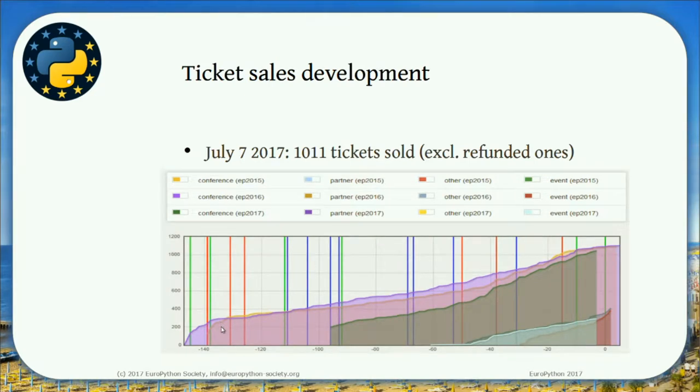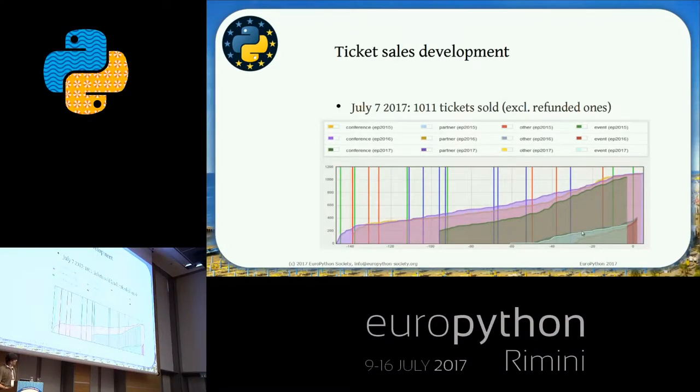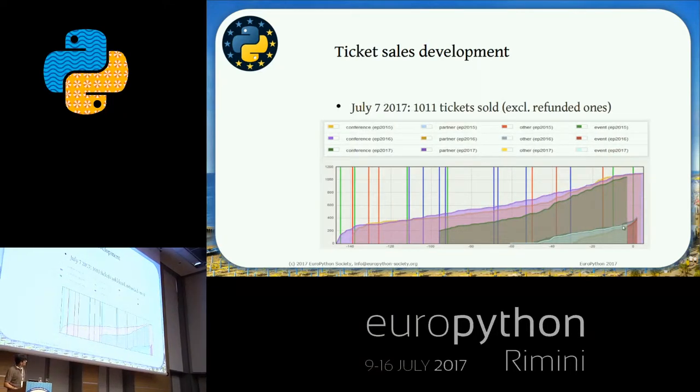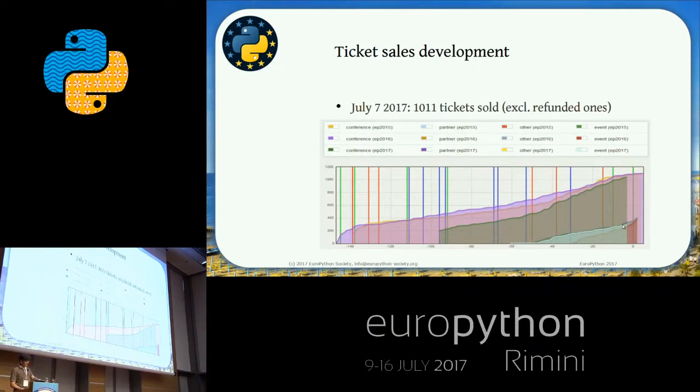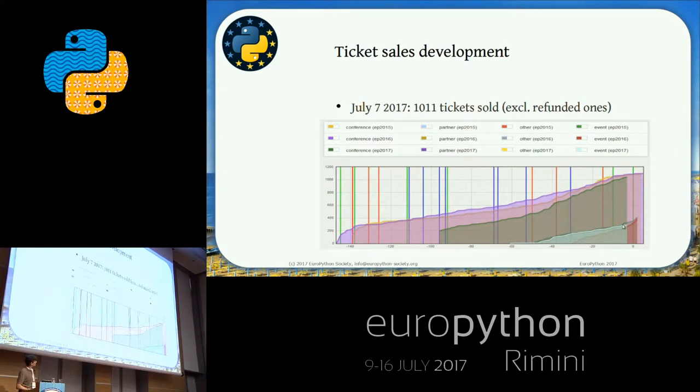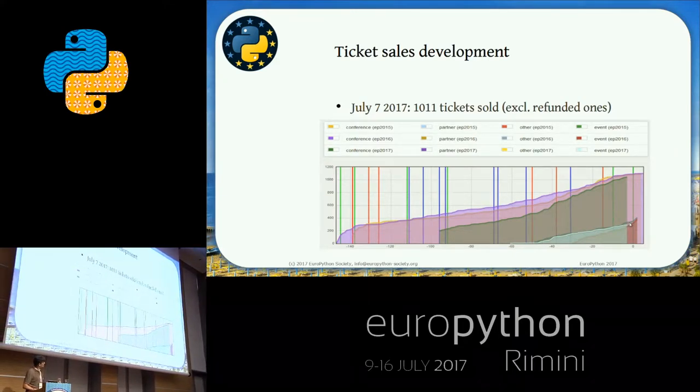So in this chart, these are the various conference years. And if you see here, this is 2017, this green chart. And this shows the ticket sales for the conference. And down here, these are the social event tickets. And it's not hard to see, but here at the very end, these are the dates from July 7th, so just before the conference. So we now have a spike here going up like this.